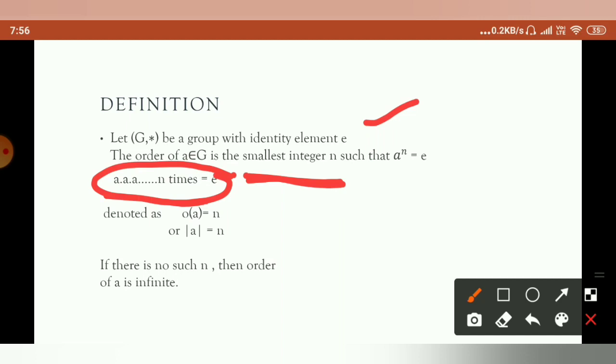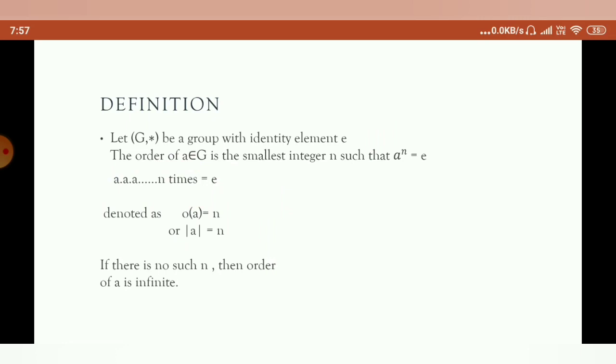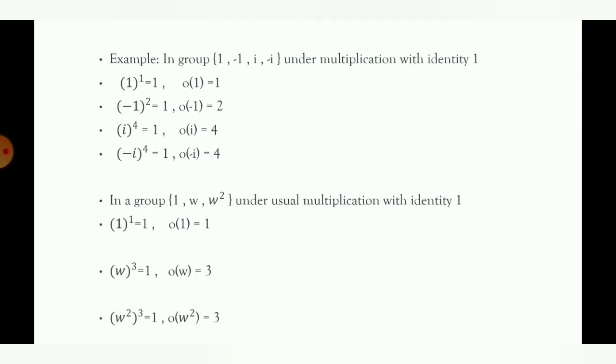Now order of an element is denoted by order of A, or it can be written like this, mod of A. So if there does not exist any integer which makes a raised to power n equal to identity, that means A is of infinite order. Now let us see some simple examples.